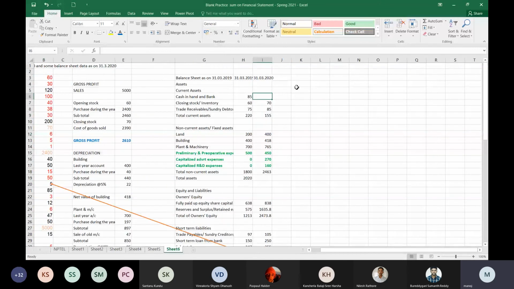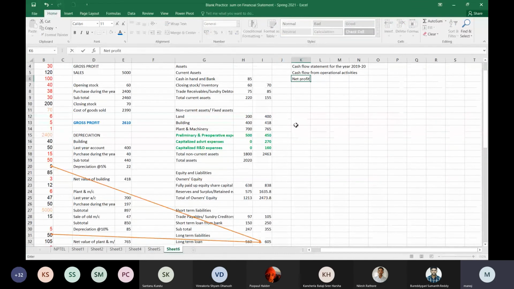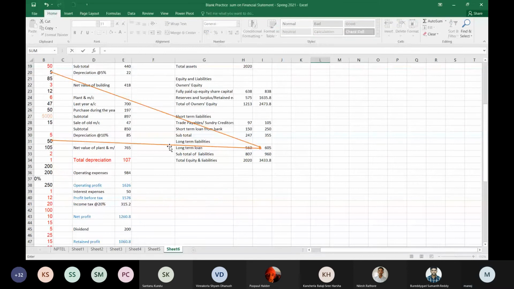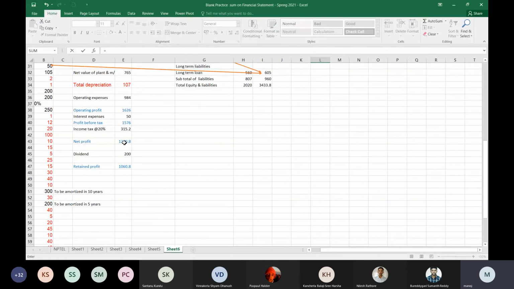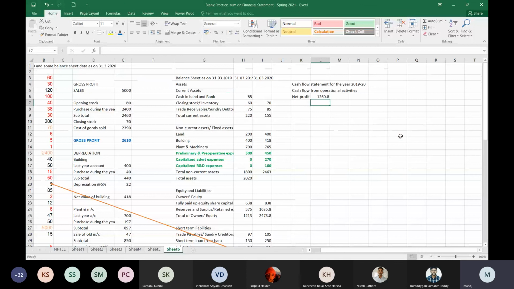Now we have to do the cash flow statement. So we start from here. Cash flow statement for the year 1920. Now cash flow from operational activity. We start, as I said, with net profit first. We'll write it here. So net profit comes first. Is equal to, as I said, we don't take this, we take this. This goes to the balance sheet.